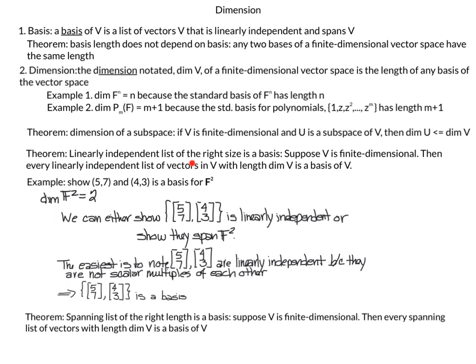And our example was of this first theorem here to show that (5, 7) and (4, 3) is a basis for F2. Now we know since F2 has the standard basis E1, E2, dimension of F2 must be equal to 2. So we can either show that (5, 7) and (4, 3) is linearly independent and then use this theorem here to say two linearly independent vectors will span a vector space F2 which has dimension 2, or we can show (5, 7), (4, 3) span F2 and then use this theorem here that says we have two spanning vectors, the number of vectors is 2, which is equal to the dimension of V, so therefore (5, 7) and (4, 3) is a basis. For this problem, it's easier to use linearly independent. And it's easy to note that (5, 7) and (4, 3) are linearly independent because they are not scalar multiples of each other, and therefore (5, 7), (4, 3) is a basis.